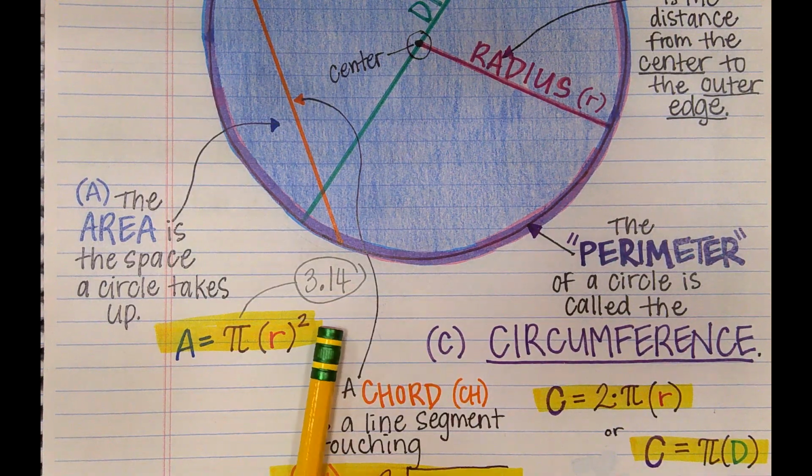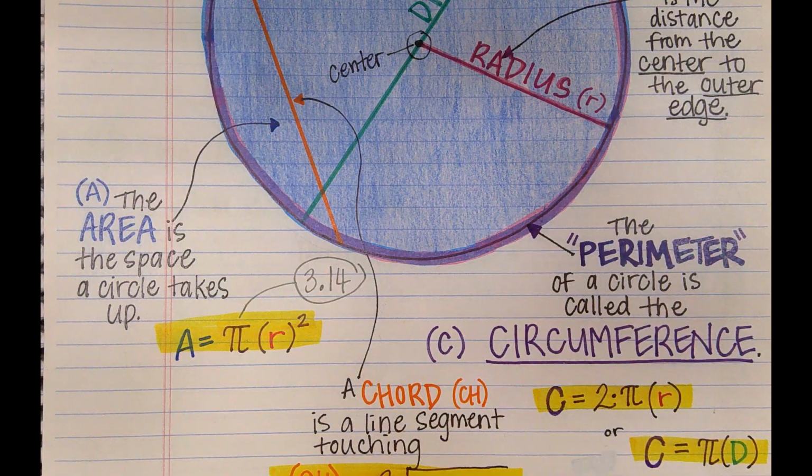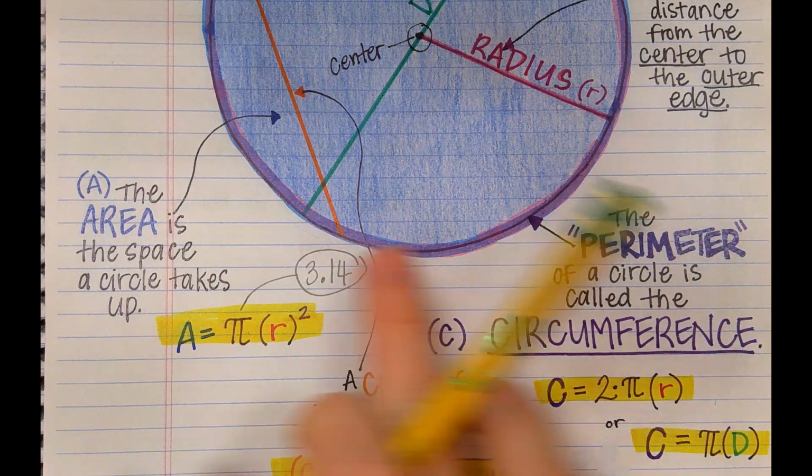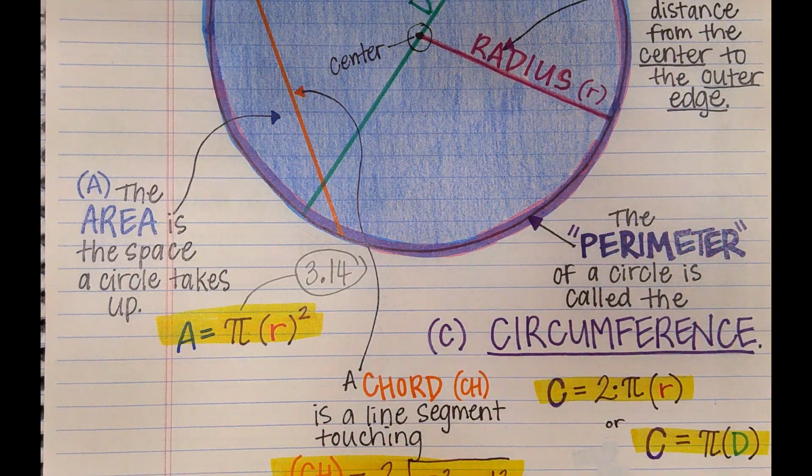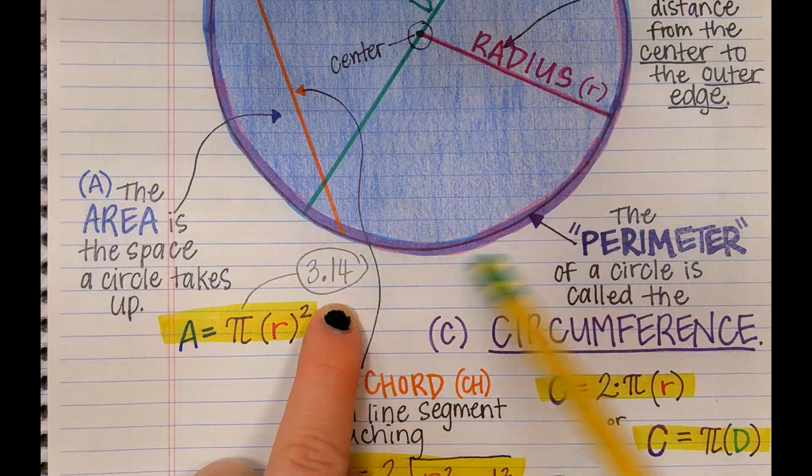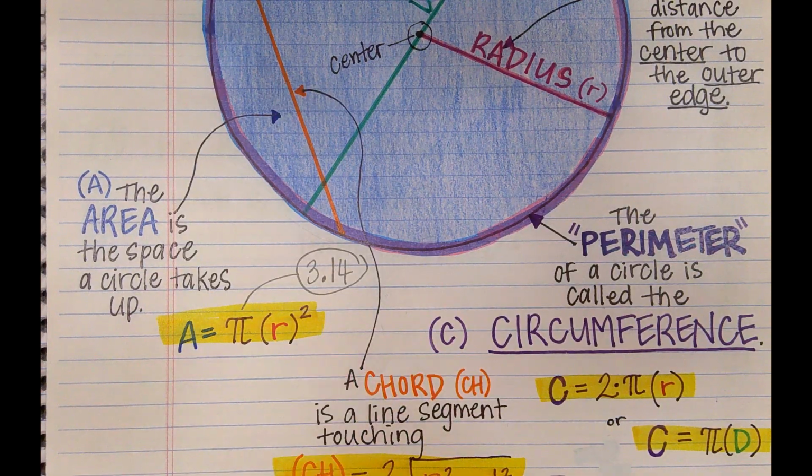So we're not going to use 3.14. We're going to use a key that allows us to enter all of the decimals that are not listed here, because pi is what we call an irrational number, I believe, which means that this decimal goes on forever and ever and ever, and it never ends.